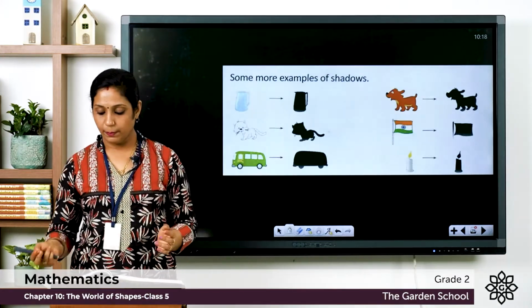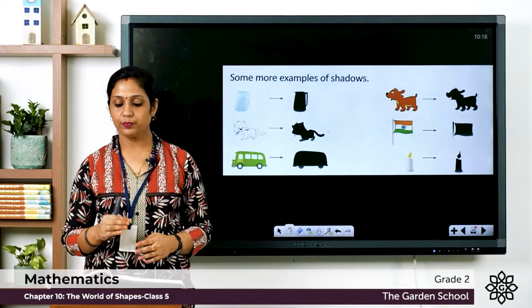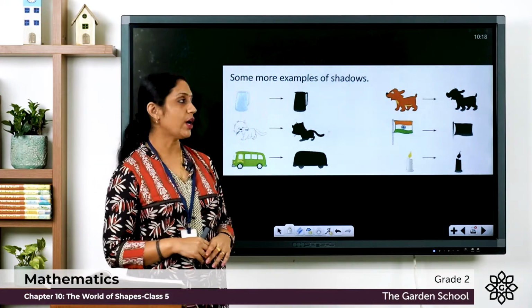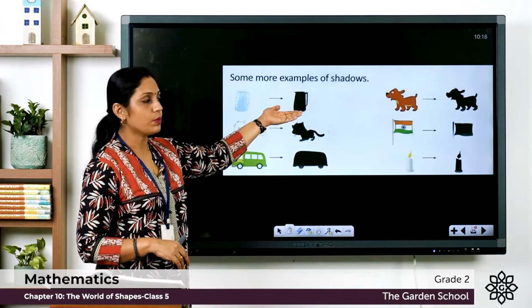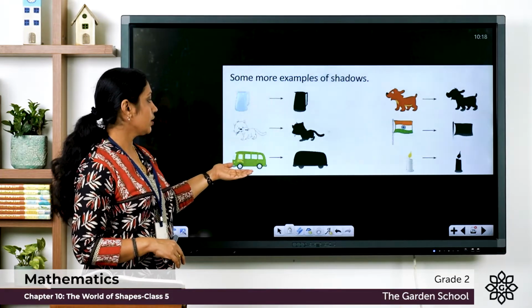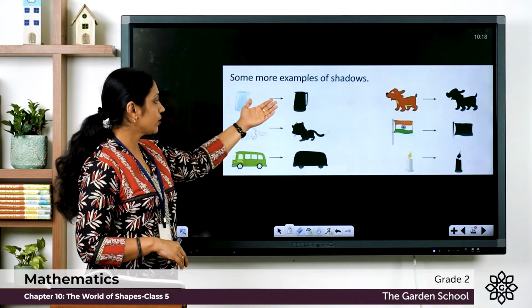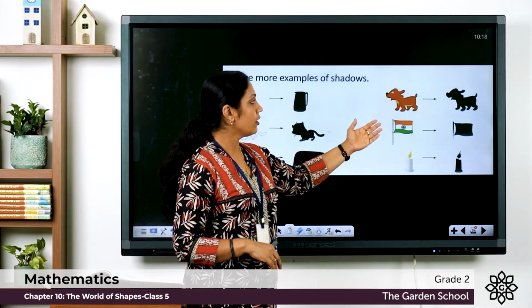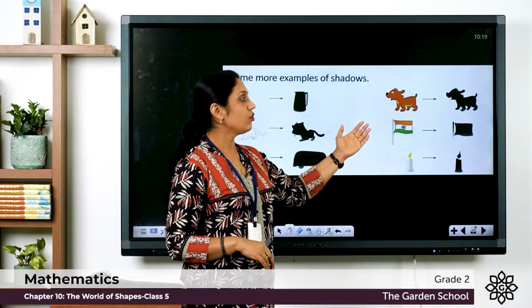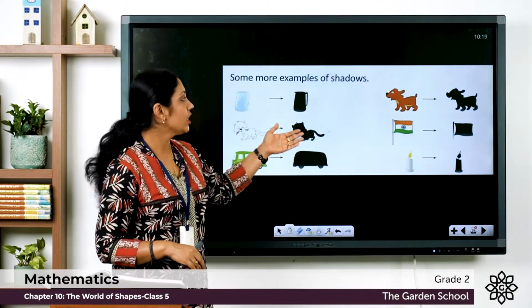In your textbook, page number 147, you can see some examples of shadows. See, you can see a jug and the shadow of it, how it forms. Cat, a vehicle, see the shadow is formed like this. Similarly, dog, flag, candle, see how the shadow is formed. So this is how the shadow looks like.